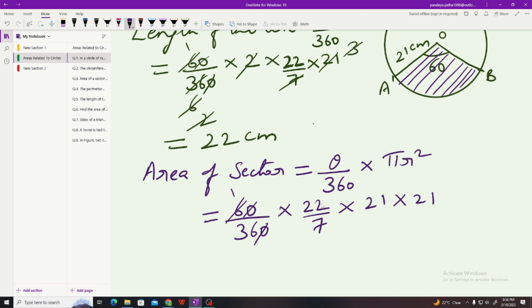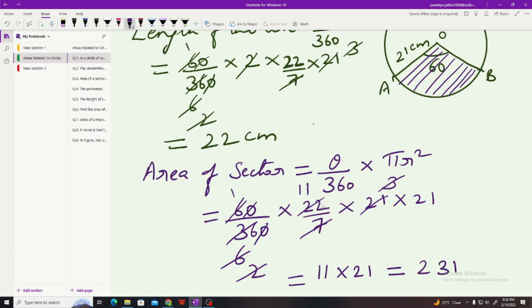Cancel. So we are left with 11 into 21. So multiply 11 and 21 and you get 231 centimeter square. So area of sector is 231 centimeter square. Hope the first question is clear to all of you. Let's move to the second question.